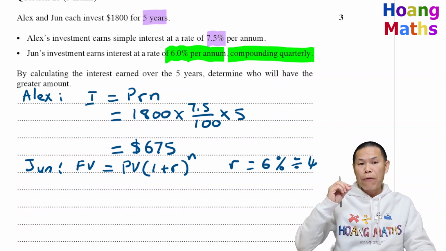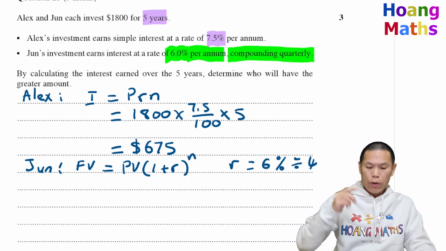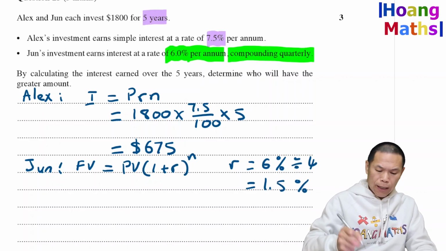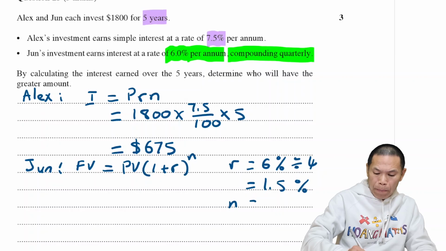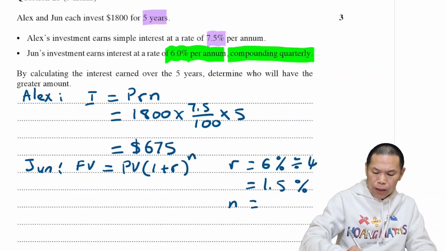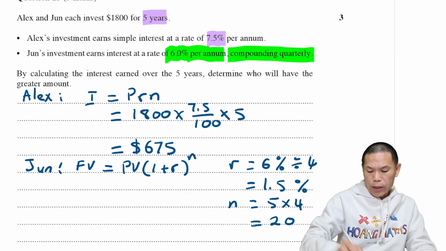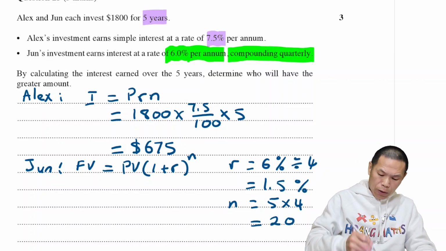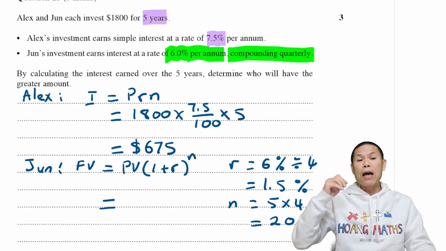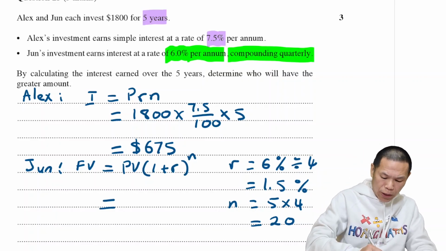because there are 4 quarters in a year. So 6 divided by 4 gives me 1.5%. And in 1 year it compounds 4 times because there are 4 quarters. So 5 years will be 5 times 4, so that is 20. Keep that in mind. Now I just substitute this value in. So that will give me the present value is 1,800.